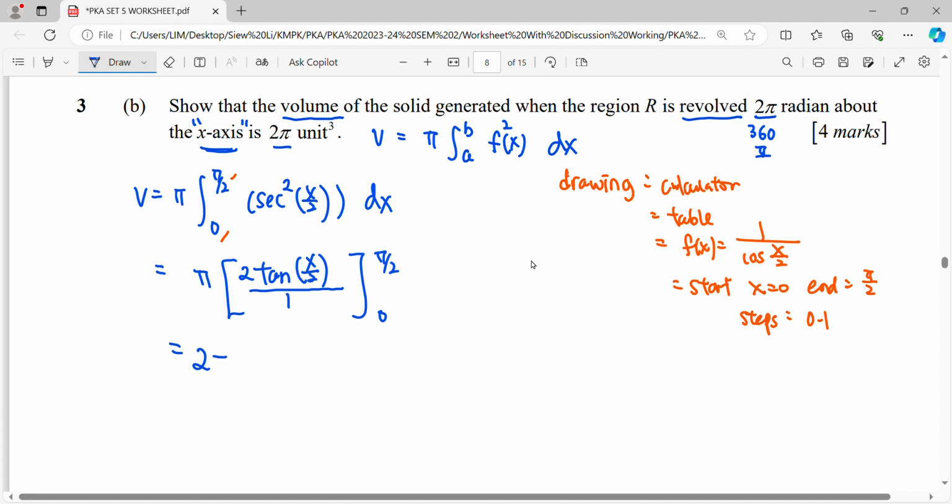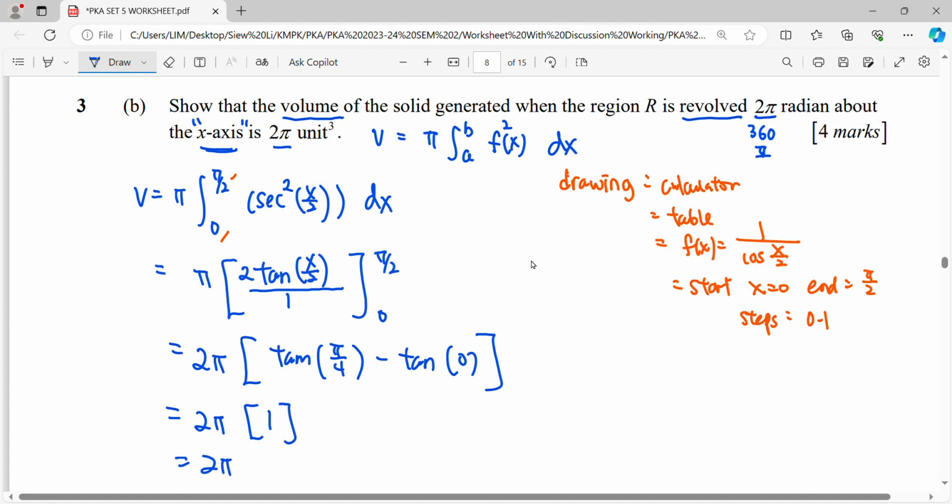So here we have 2 pi, we factorize. Inside here, tangent of pi over 4 minus tangent of 0. So try to figure out pi over 4. It will be equal to tangent of pi over 4, which is 1. So we can get 2 pi for the volume, in cubic units.